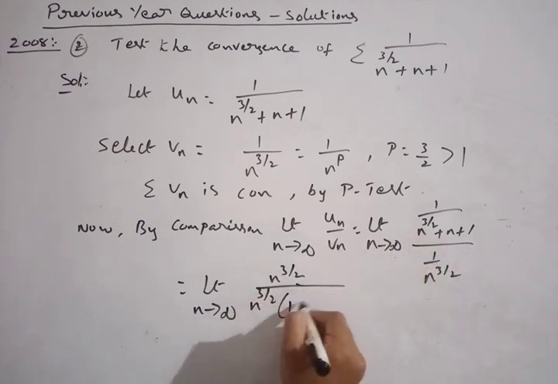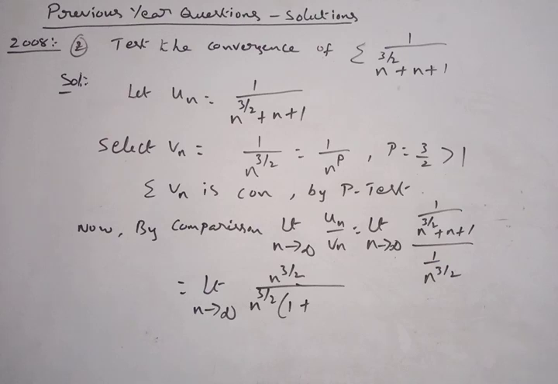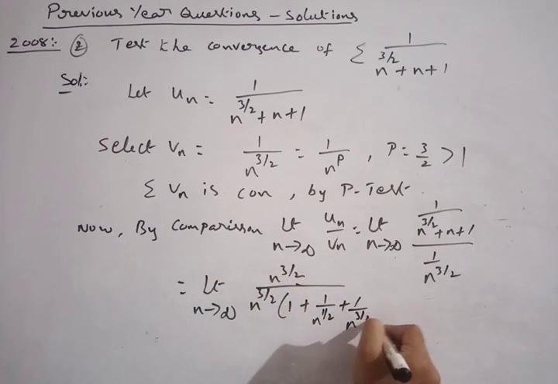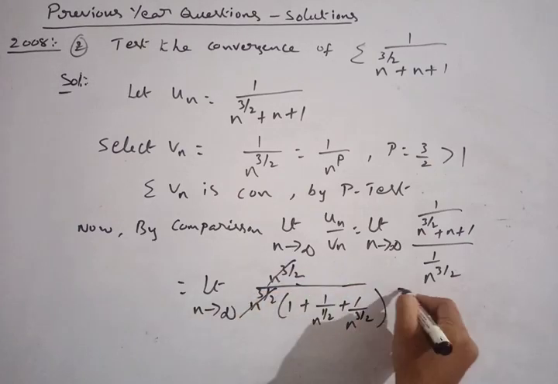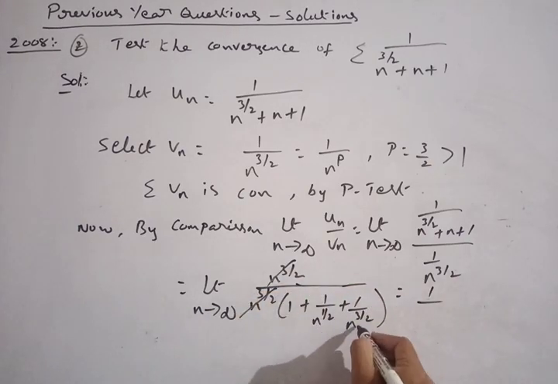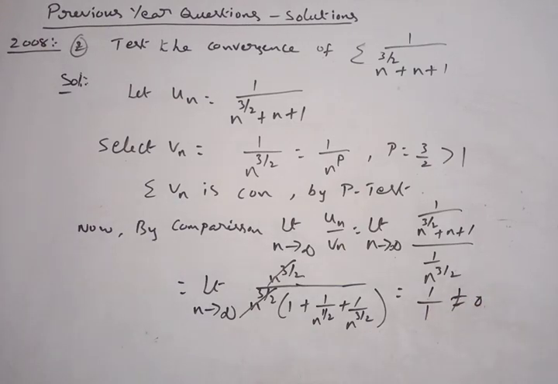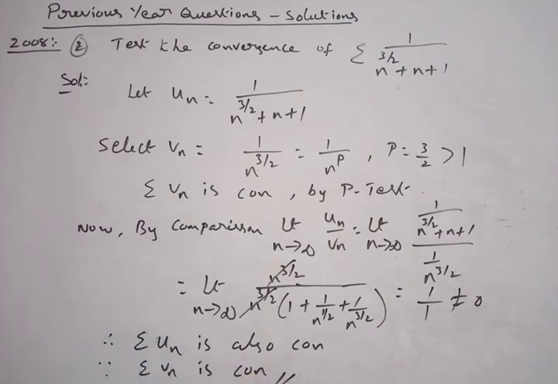If I take common here I get 1. So here what do I get? n gets cancelled, 1 by n power 1 by 2 plus 1 by n power 3 by 2. So this part gets cancelled. If I apply the infinity, anything by infinity is 0, so I get 1, not equal to 0. So therefore sigma Un is also convergent, since sigma Vn is convergent. By comparison both should converge or both should diverge together. So take down. Next problem.